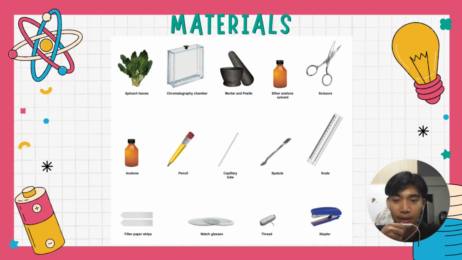Firstly, the materials that we need for the experiment are spinach leaves, chromatography chamber, mortar and pestle, ethyl acetate solvent, scissors, acetone, pencil, capillary tube, spatula, a scale, filter paper strips, watch glasses, thread and also a stapler.